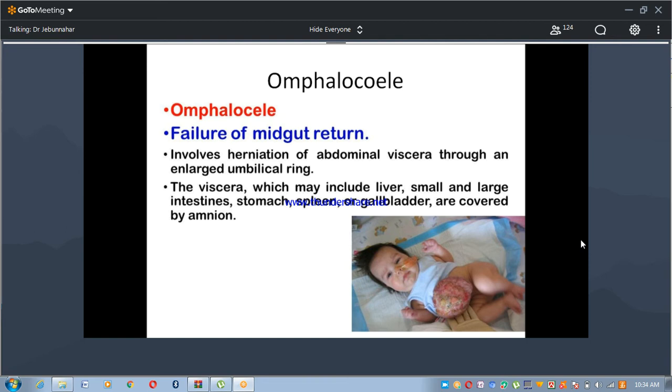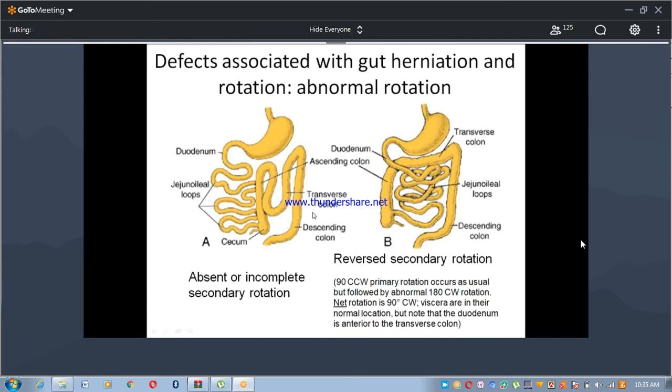Omphalocele occurs in 2.5 per 10,000 live births and is associated with a high rate of mortality, 25%, and severe malformation such as cardiac malformation may occur in 50% of cases. So, in omphalocele about 25% mortality. It involves herniation of the abdominal viscera which may include liver, small and large intestine, stomach, spleen, and gallbladder.